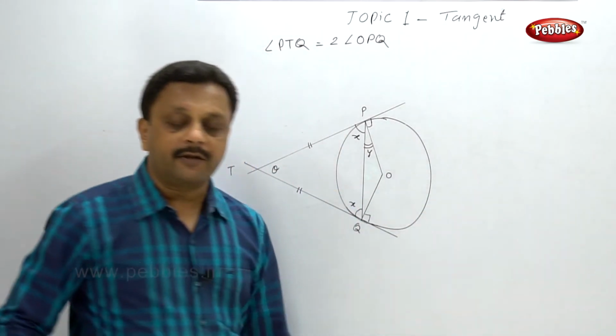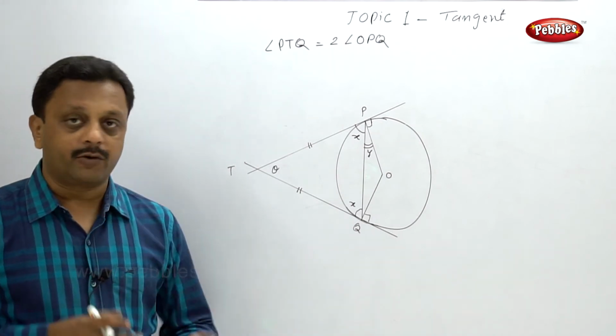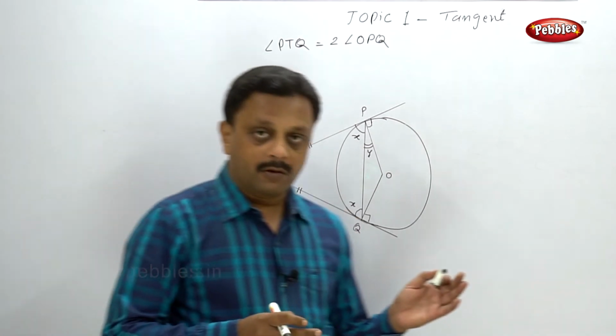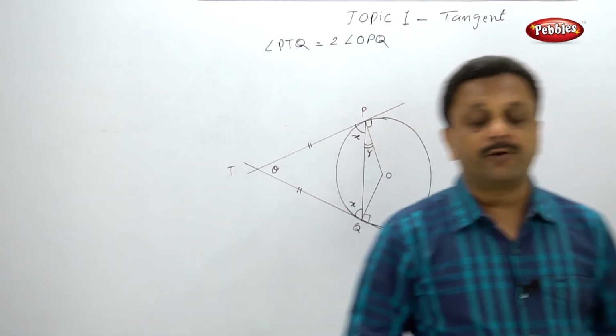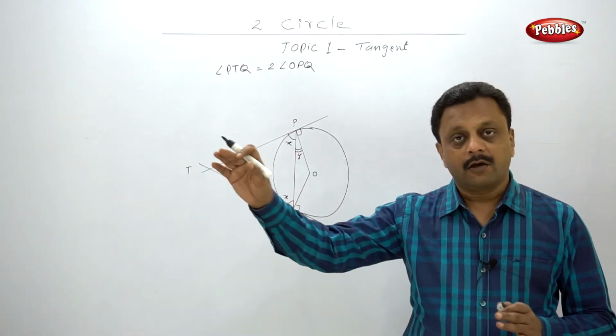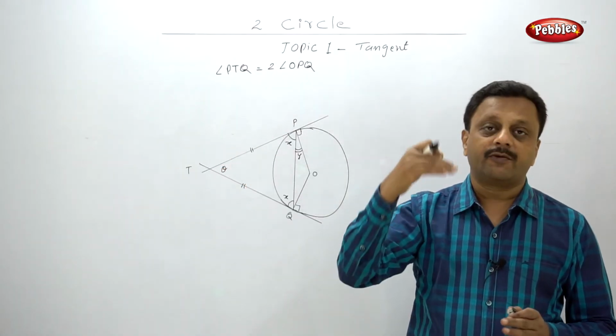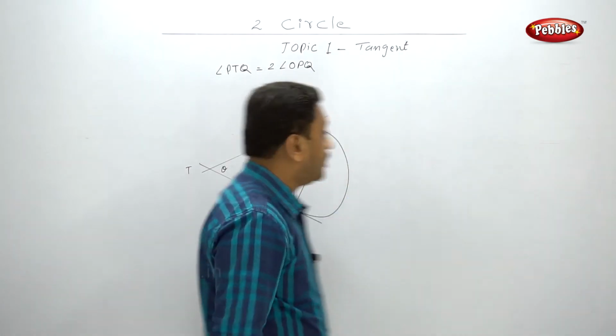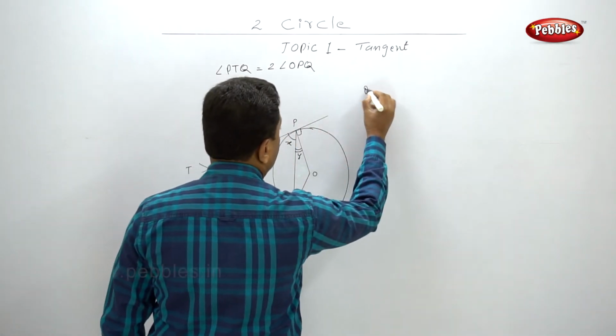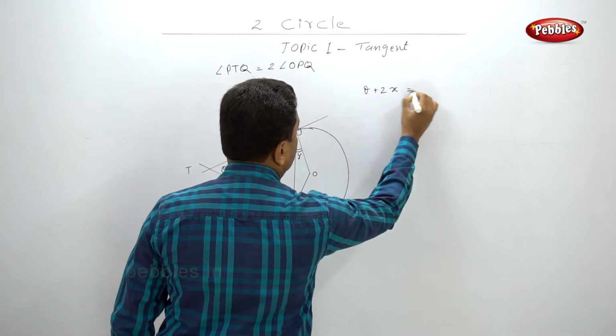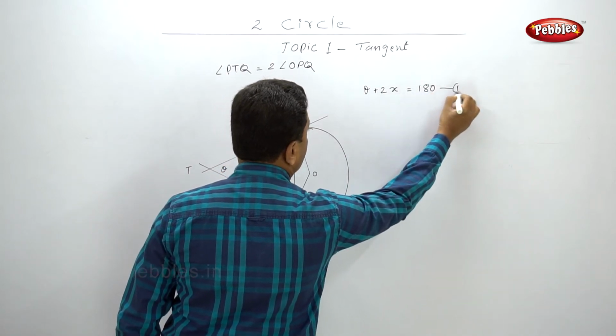Here I am not writing the reason and all those things, I am leaving it to you. But before writing everything, you should give the reason. After writing, you should give reason ahead, or first give reason and then write the statement. So my statement here is theta plus 2x is equal to 180. This is the first equation I got.